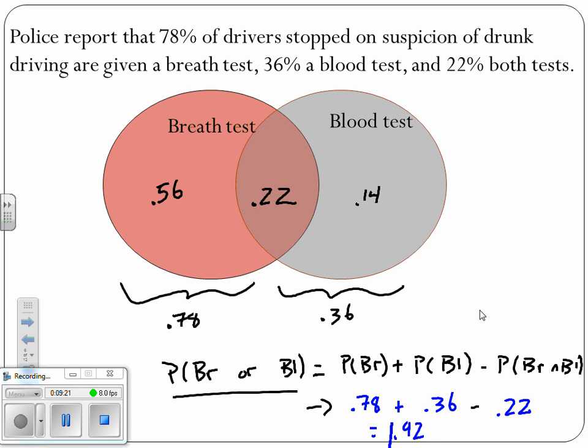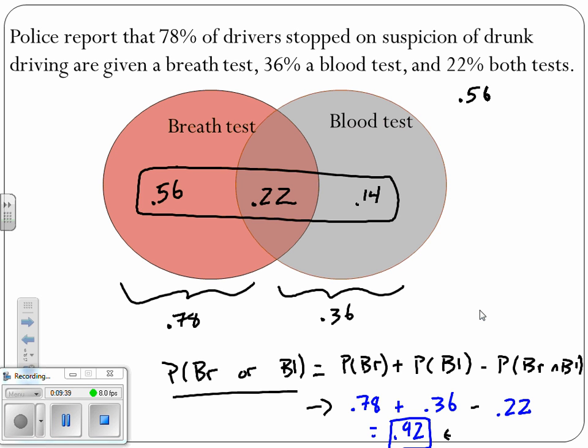Well, that could be kind of problematic too because there's a group of people out there obviously that aren't accounted for. Right? If we add up our entire sample space, whether it's just a breath test, just a blood test, or they get both, that's 0.92. We still got 8% of the population out there. And that is the probability that no tests are administered. So the probability of none is 0.08.